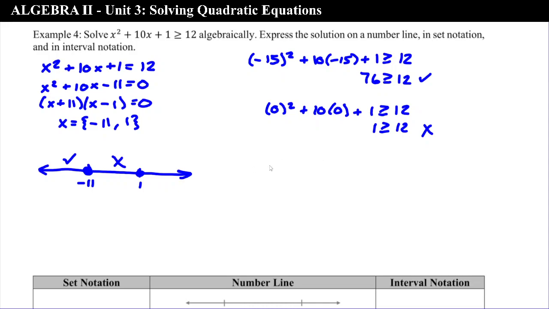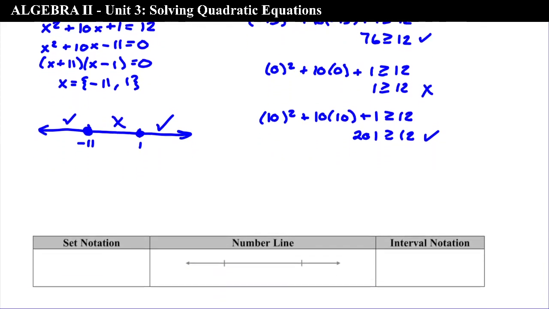And then finally, a number that's greater than 1, let's use 10. You can use 2, you can use 5. I just choose to use 10 here. And then when you do that, you're going to end up with 201 is greater than or equal to 12. And that's true.